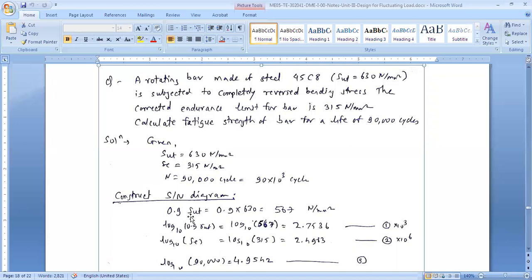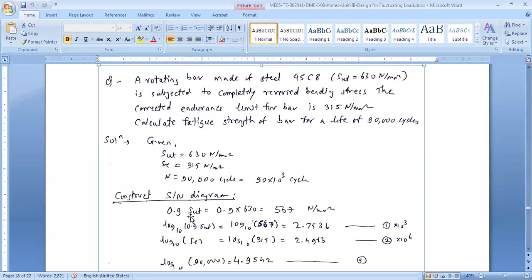Once we know the endurance limit, we know the number of cycles it will survive: 10 to the 6, because it is infinite life. Endurance limit means it will survive after that. So we can plot one point on the S-N curve. That point will be log to the base 10 of 315 on the y-axis, and on the x-axis it will be 10 raised to 6.